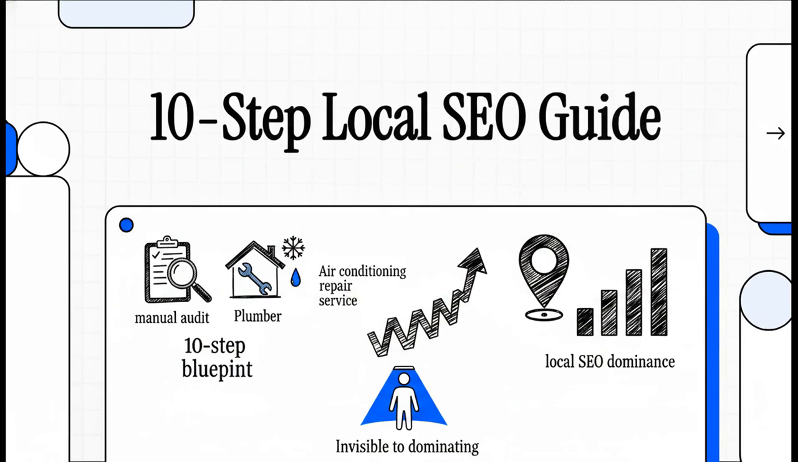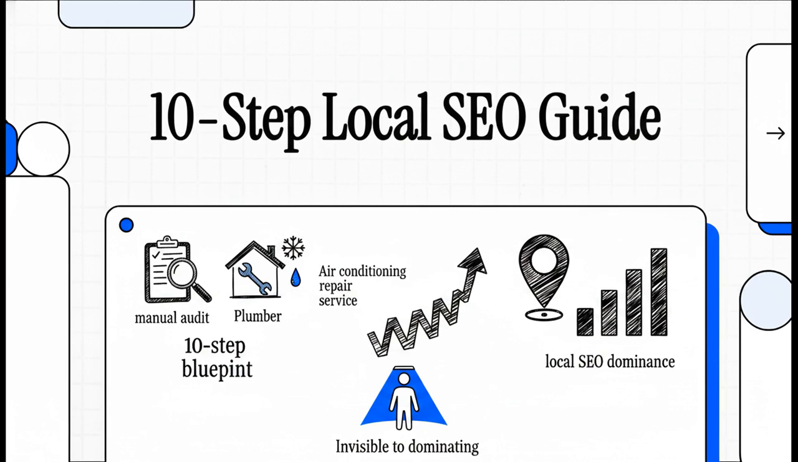Stop following generic SEO advice. If you want to rank a plumber in Houston or an air conditioning repair service in Denver, you need a 10-step blueprint that starts with a manual audit. Welcome to this explainer. Today we're diving into a proven, step-by-step methodology for absolute local SEO dominance.